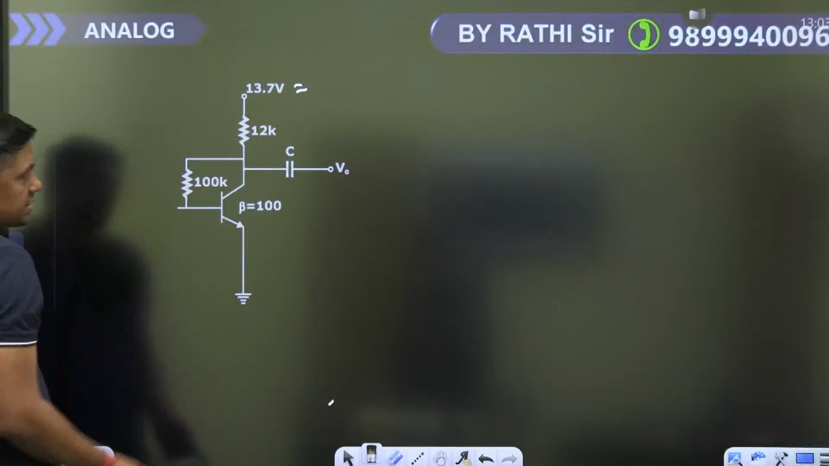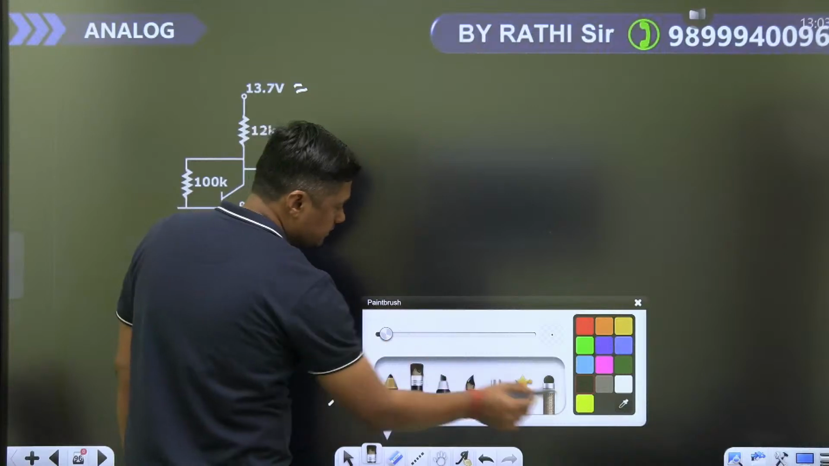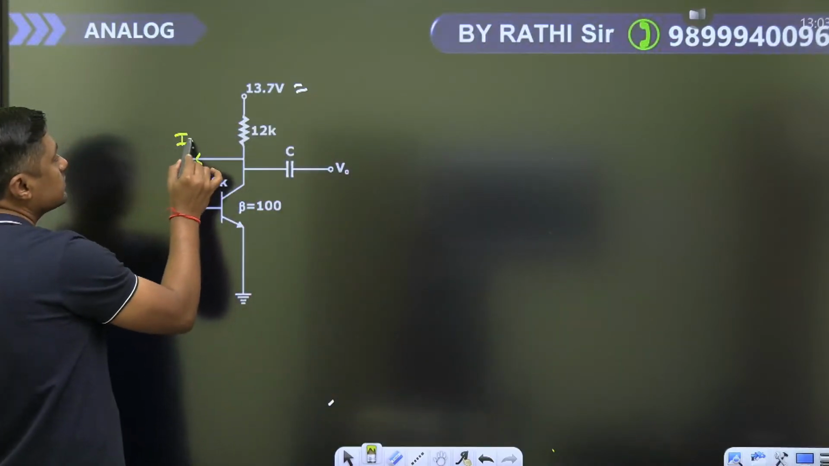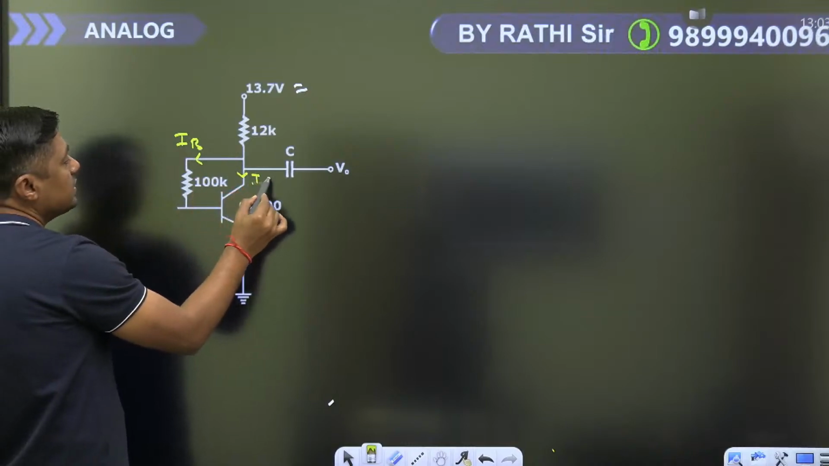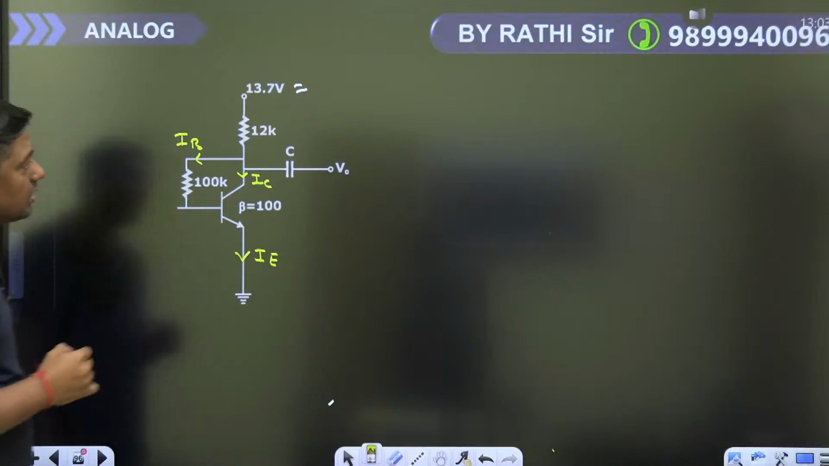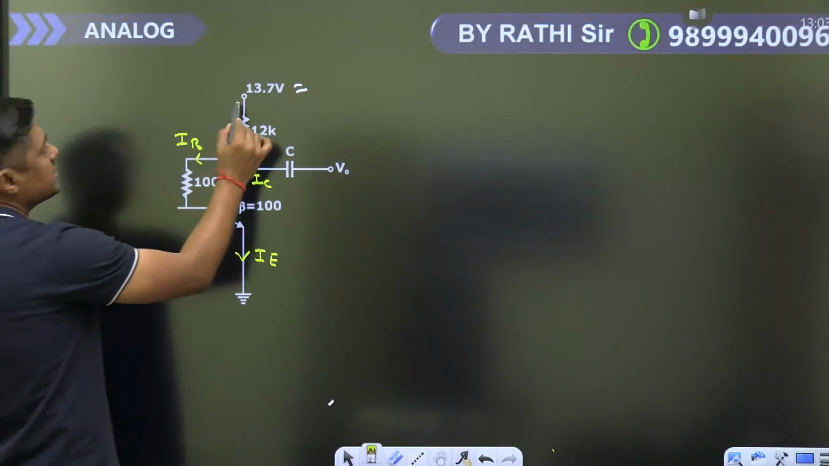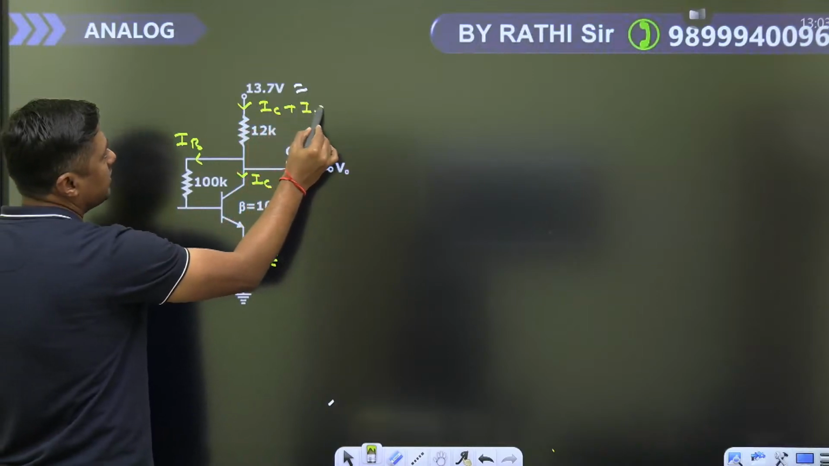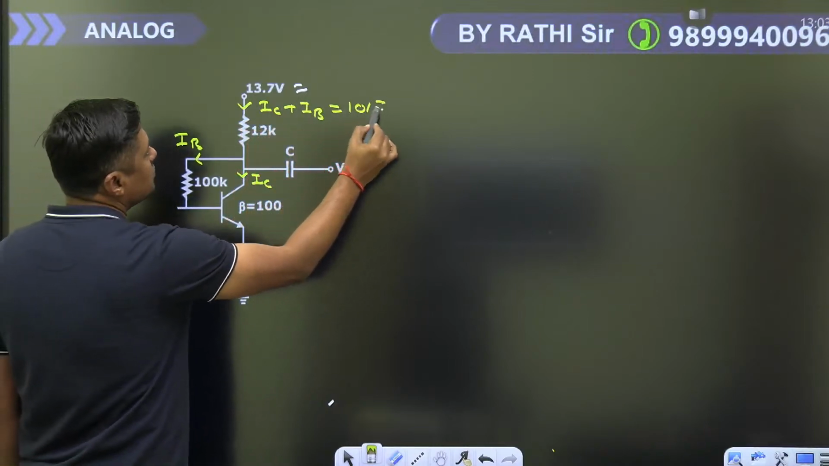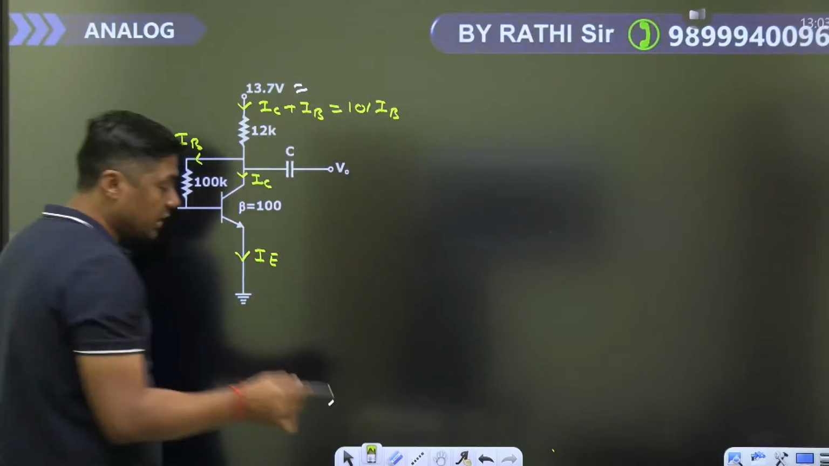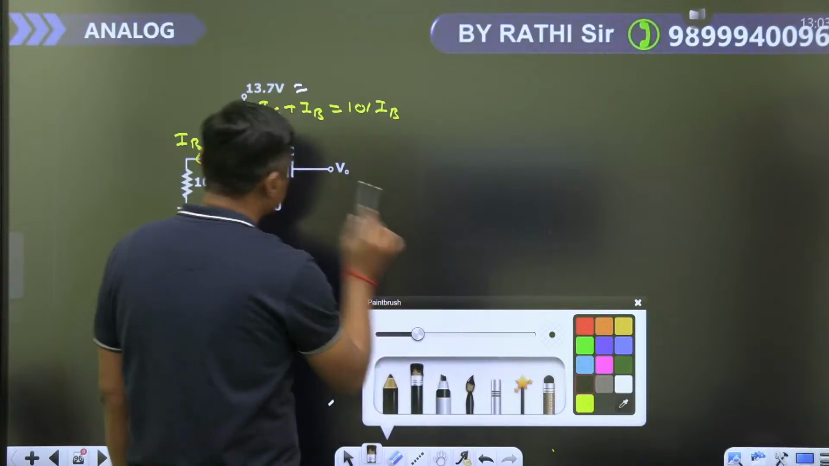Beta 100 is given. Then this is the current IB, this is the current IC, and what is the current here? IE, IC plus IB. And what is the current here? Again IC plus IB. IC plus IB is nothing but 1 plus beta times IB, 101 times IB. You have to do the DC analysis first. All the capacitors act as what? Open circuit.